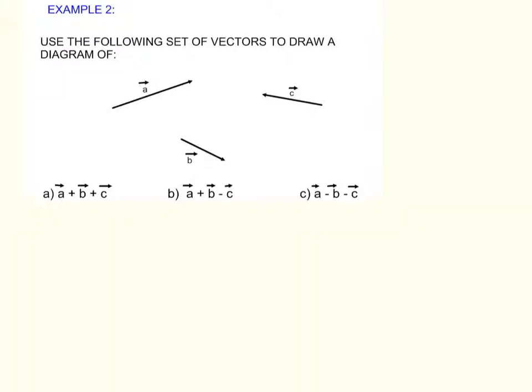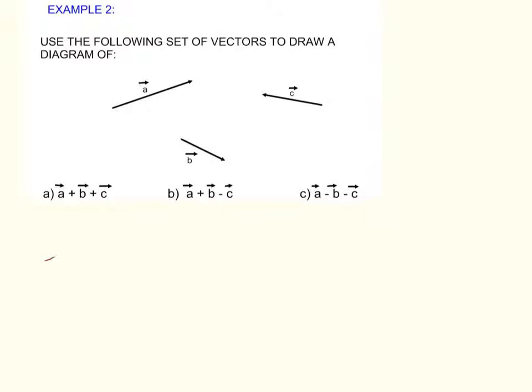In this example, we're going to practice lining up vectors so that we can add or subtract them. In example A, they're asking us to add vector A to vector B to vector C. The one thing that we have to make sure of when we're doing addition of vectors is that we're always lining the vectors up tip to tail. Here's what it looks like for part A.